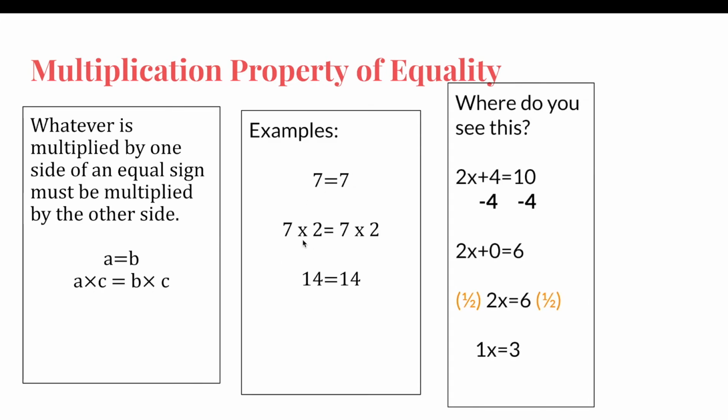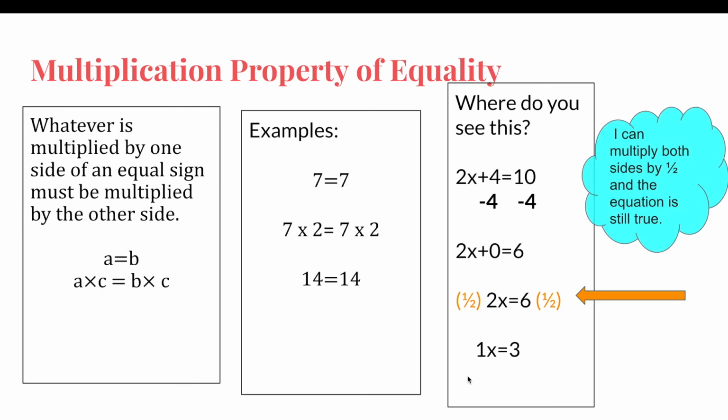Here's an example. I can multiply both sides by 2, and I'm going to have the same value. Where do you see this? Well, right here. Again, I can use the property of equality to say I can multiply both sides by 1/2, and both sides of the equation are still equal. The equation is still true.